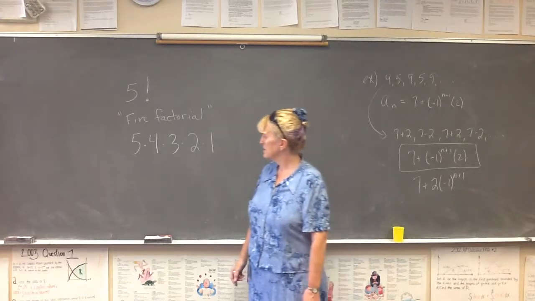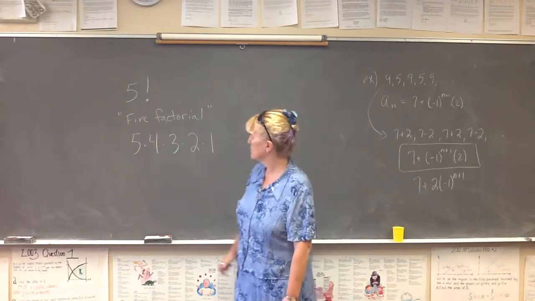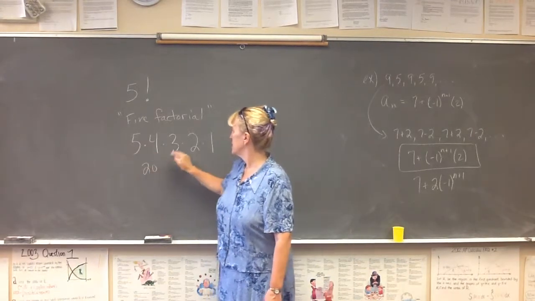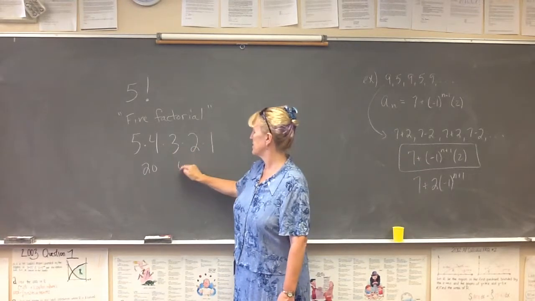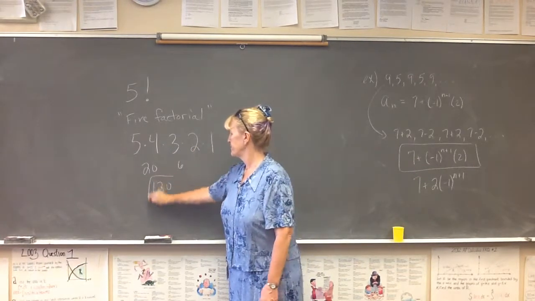How much is that? 120. Everybody agree? 5 times 4 is 20. 3 times 2 is 6. Times 1 is 6. That's 120. Very good.